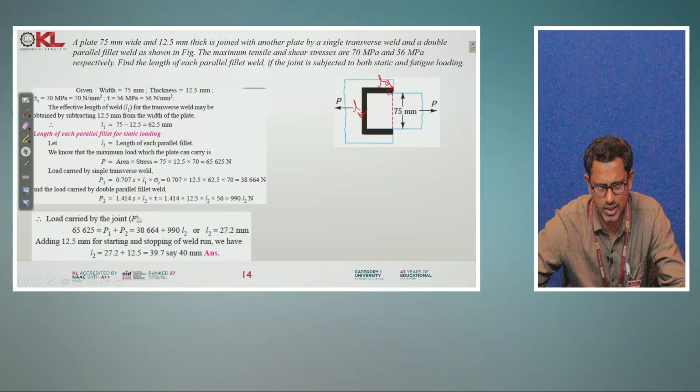So this is how we have to calculate the design of welded joints, parallel and transverse fillet welded joints.